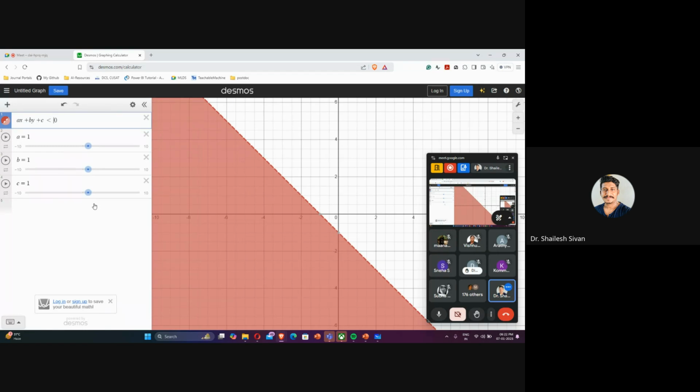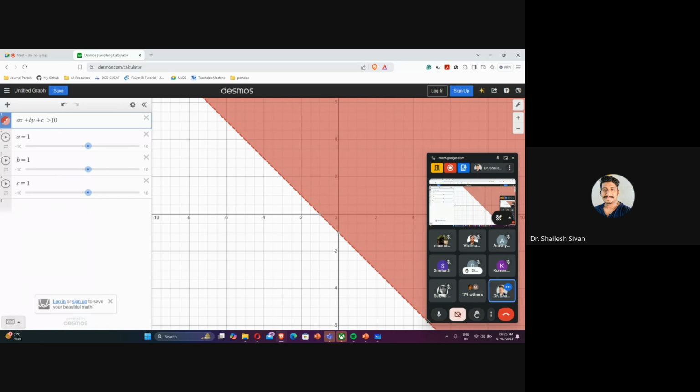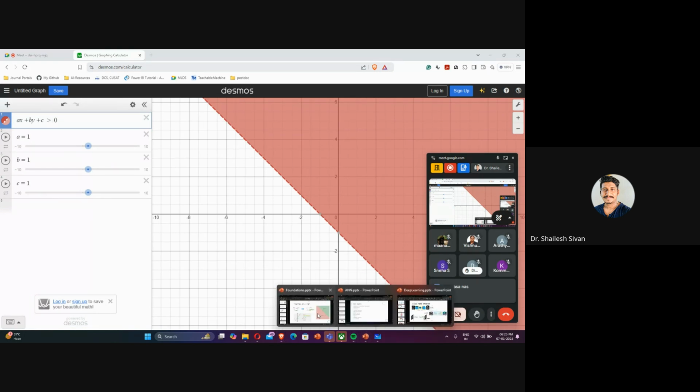Right? So whatever point you consider from here, if you consider this point, this will be minus 6 0, this will be minus 4 0, this will be minus 2 0, this will be minus 6 2. Whatever point you consider in this region, if you substitute in this inequality, it will get satisfied, right? And all the points above the line will be represented using the inequality ax plus by plus c greater than 0. Are you getting the point properly? Yes? Okay.